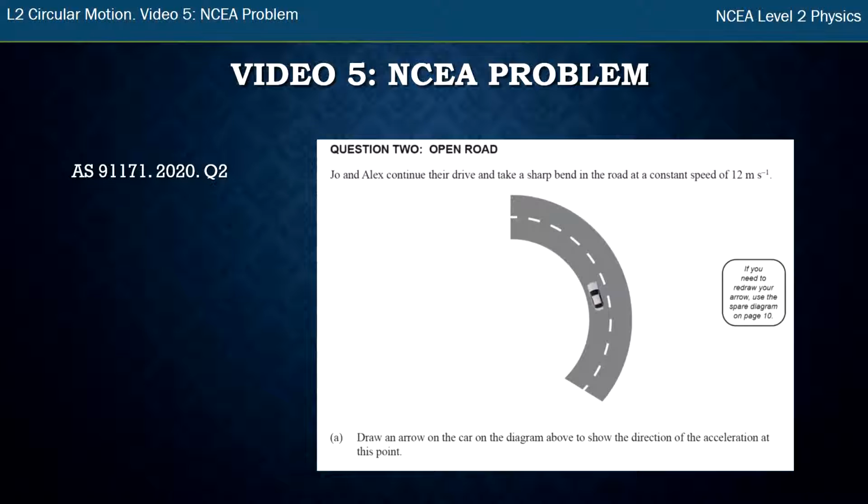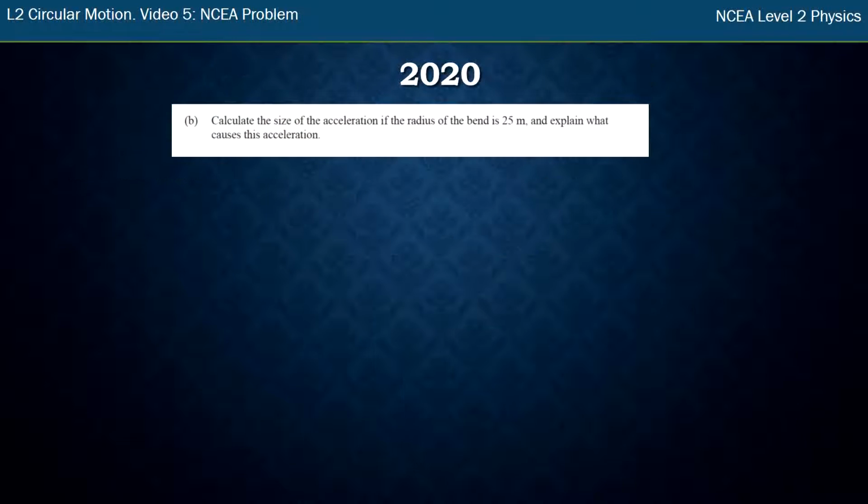The first question is asked to draw an arrow on the car to show the direction of the acceleration at this point. So velocities going around a circle are tangent, and accelerations and the forces that cause them are towards the centre of the circle. I always, when putting an arrow in any diagram, label it, because there could be force arrows, velocity arrows, or acceleration arrows, so I make sure I've got a label on it. So that one's an achieved.